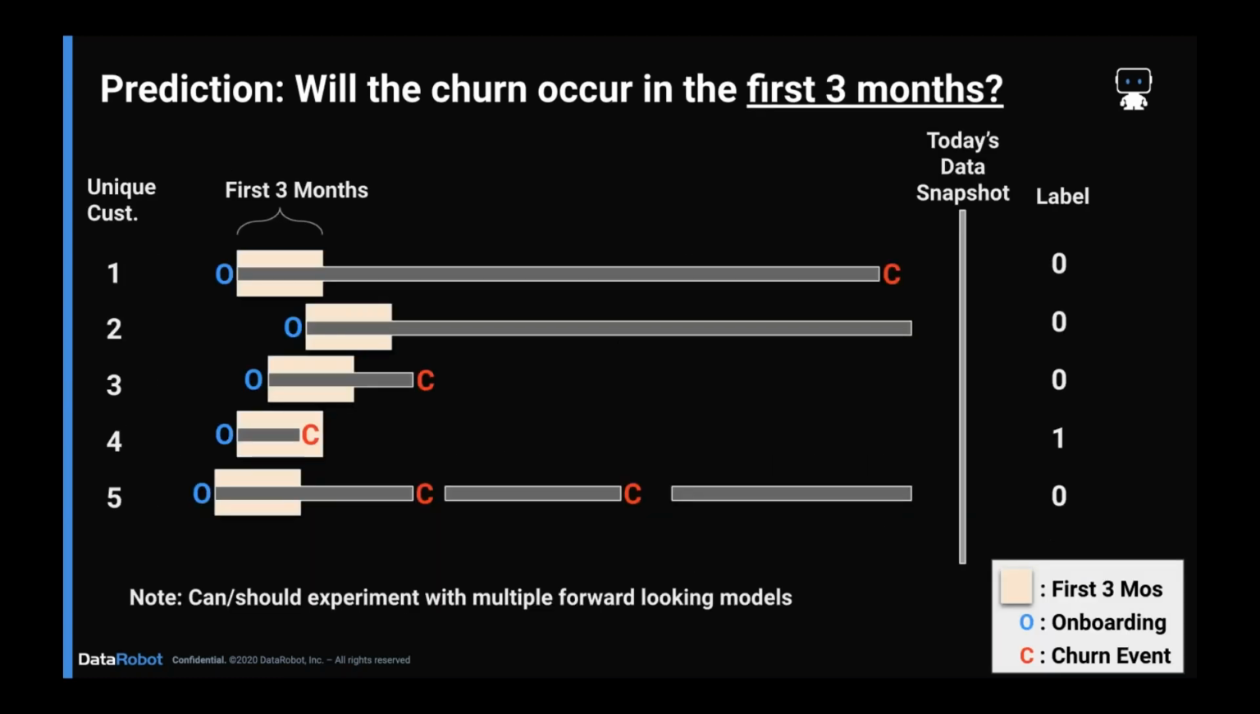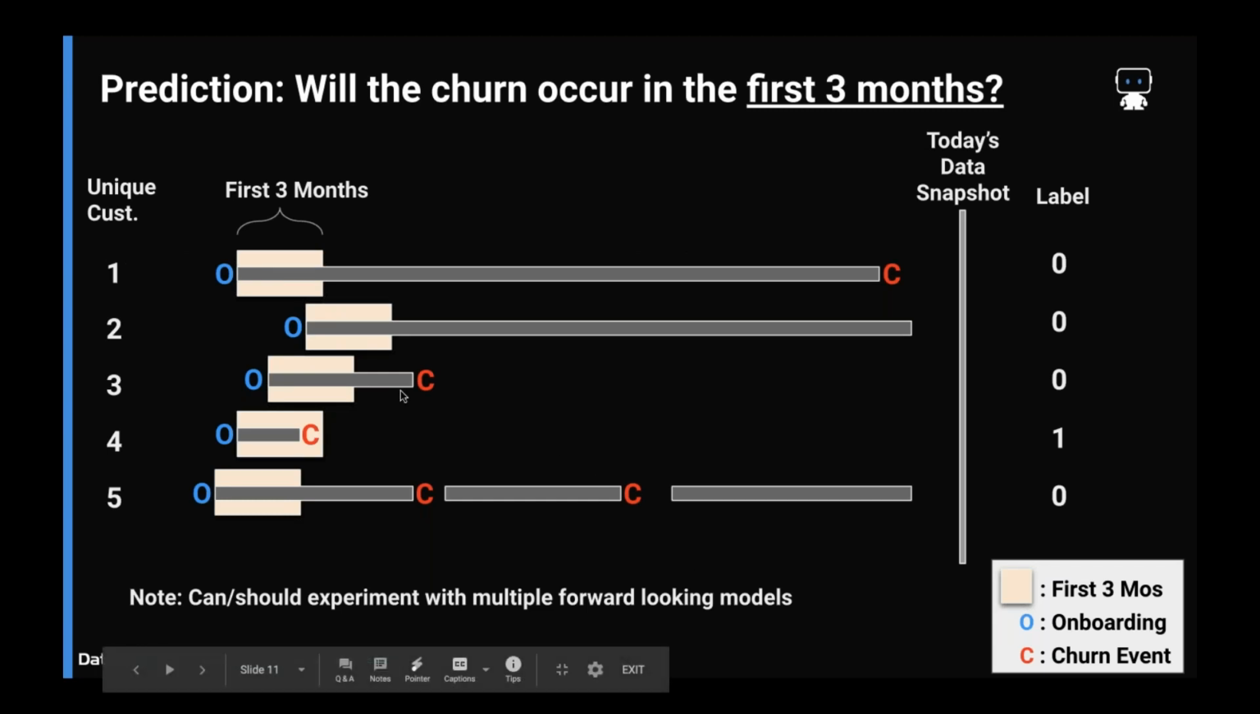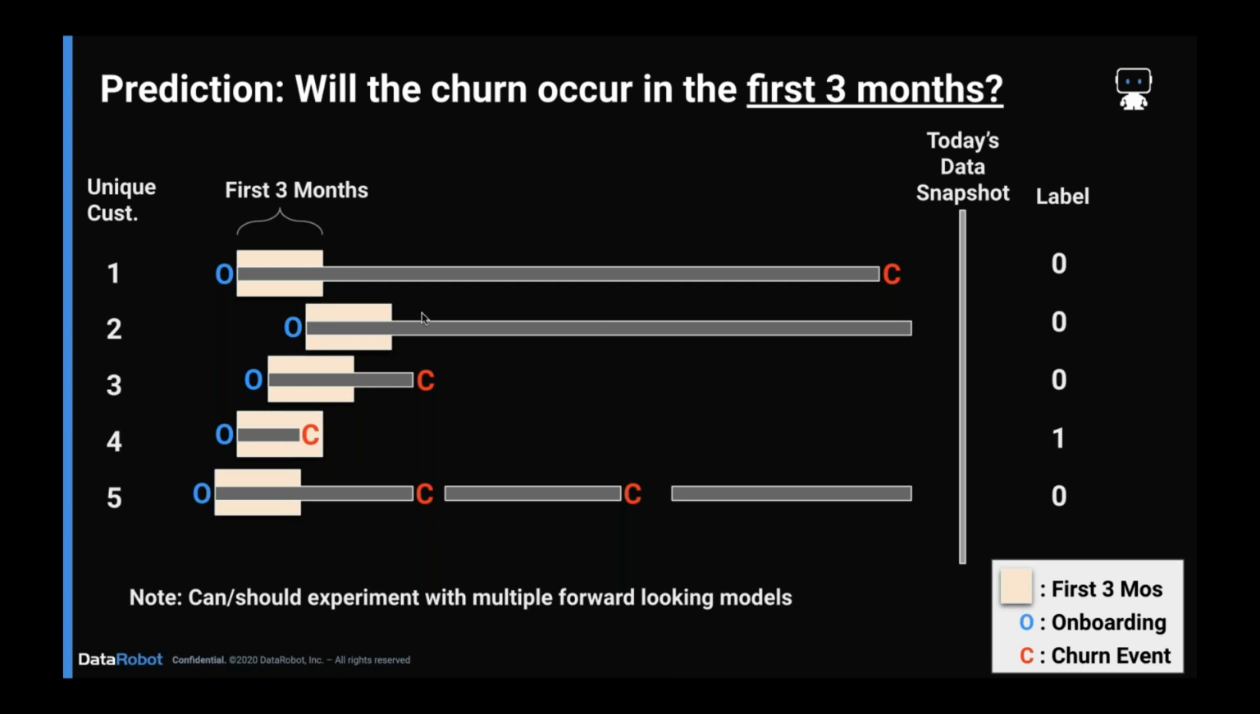And this is how this looks like. So this is really how you can think about it visually. In this graphic here, each of these rows represent one customer journey. They onboarded, so they came to our organization. And then they stayed until some churn event happened or might not have happened. And when we talk about this kind of early churn problem, we would first define, okay, what is the time frame we want to look at? In this case, it's 3 months.